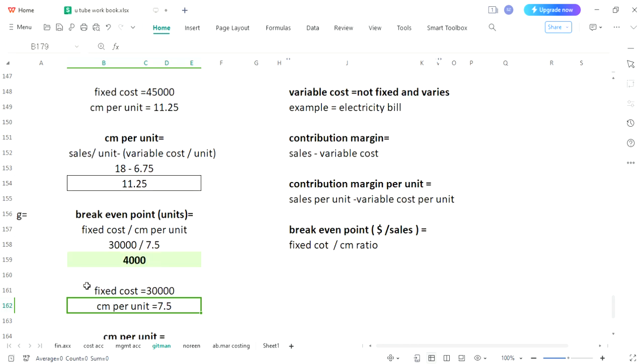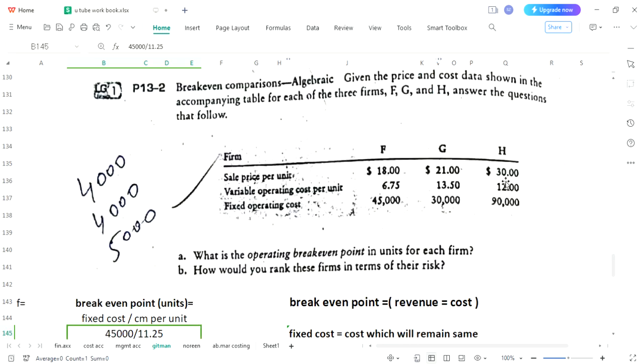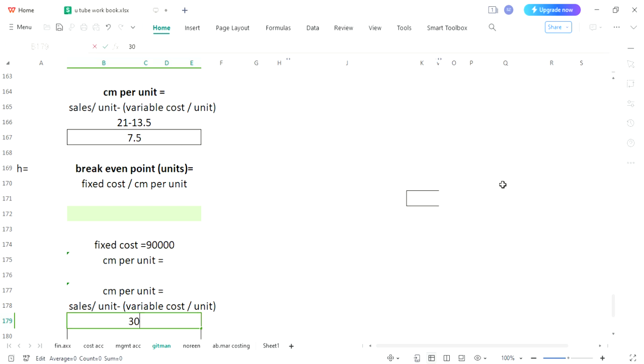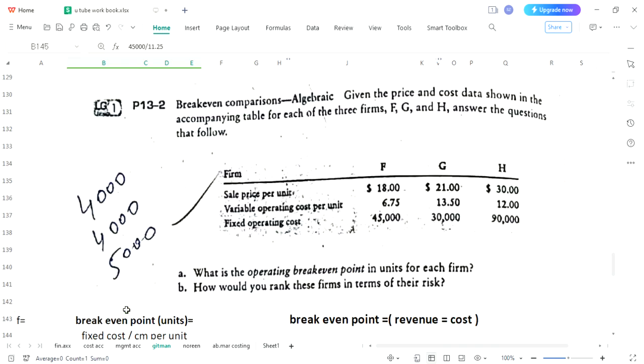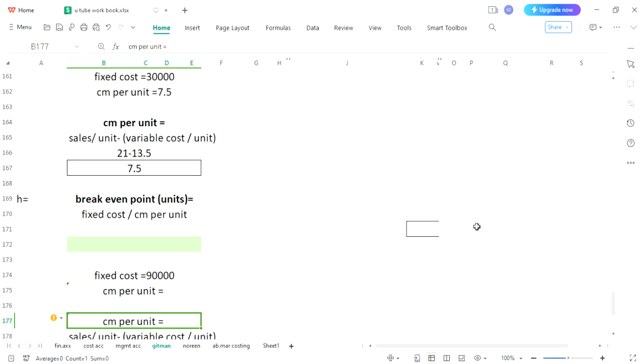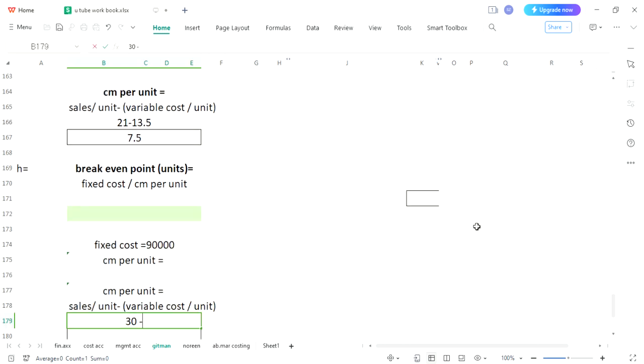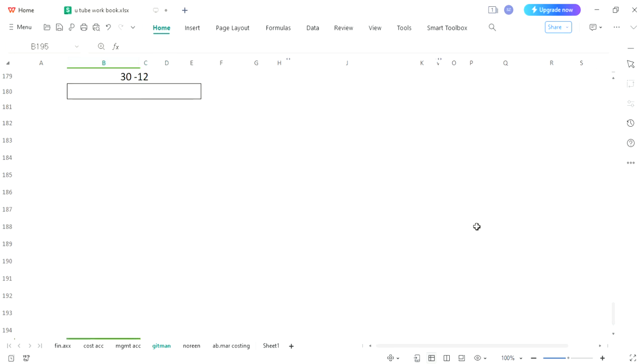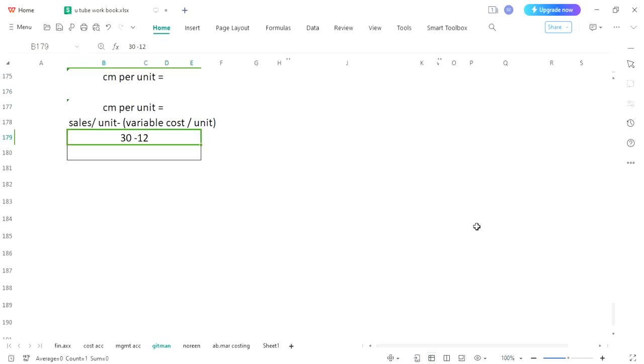Sale per unit. Okay, for H firm you can see that sale price per unit is 30. Over here put 30, and then please follow the formula. You need to subtract your variable cost. Go back to the question. Variable cost is 12. So just put 12 over here, 30 and 12. Okay, statement has been completed. Now you can calculate your CM per unit. 30 minus 12, you have got your answer 18.